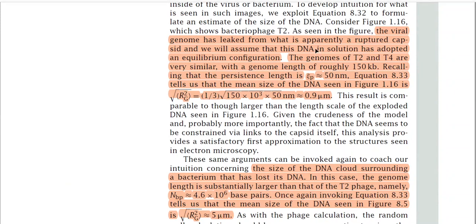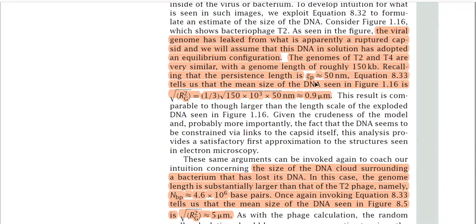Suppose that some viral genome has leaked from what is apparently a ruptured capsid. So that genome has been leaked, and we will assume that this DNA in solution has adopted an equilibrium configuration. If it is in an equilibrium configuration, then we can estimate its size. The genomes from T2 and T4 are very similar in nature, with a genome length of roughly 150 kb, so it is in kilobase. Now recall that the persistence length is almost 50 nanometer, epsilon p is equal to 50 nanometer.